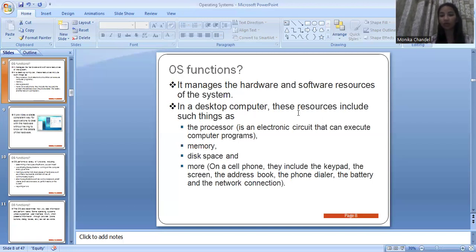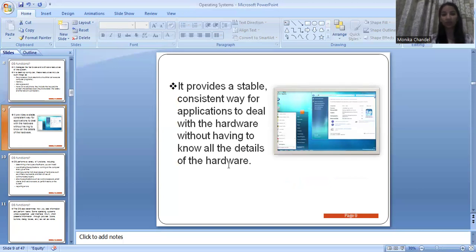In a desktop computer, these resources include the processes, also known as the work, or we can say the execution, electronic circuit, memory management, disk space, and any other apps, or we can say any other processes in our mobile phone. All these functions are done by the operating system. It also provides a stable, consistent way so that the user can do their work very efficiently.